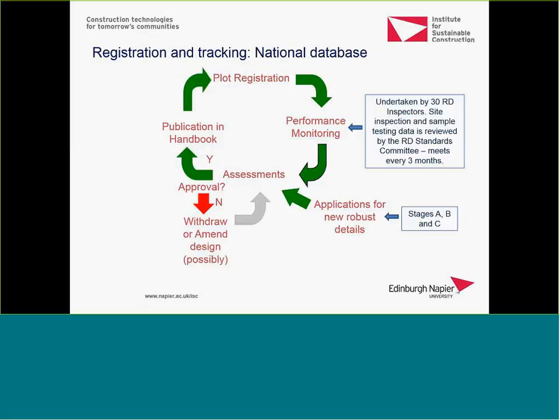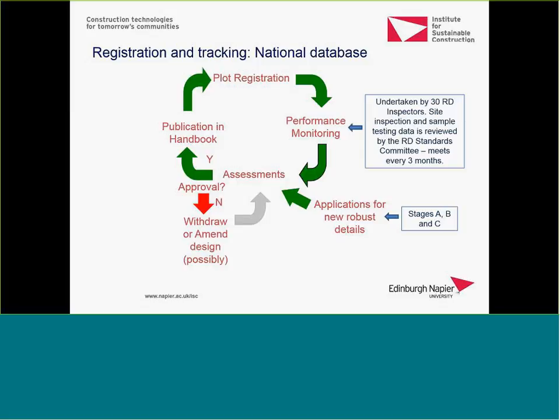In terms of registration and tracking for the system, the government allowed the whole system to go live in 2004 once we'd submitted the data, and they were very keen that we could track and form a national database. And so Robust Details was formed, which was a mechanism by a company that would allow registrations of any sites. It would set up a national database, it would provide technical support, and it would operate the 30 RD Robust Detail inspectors.